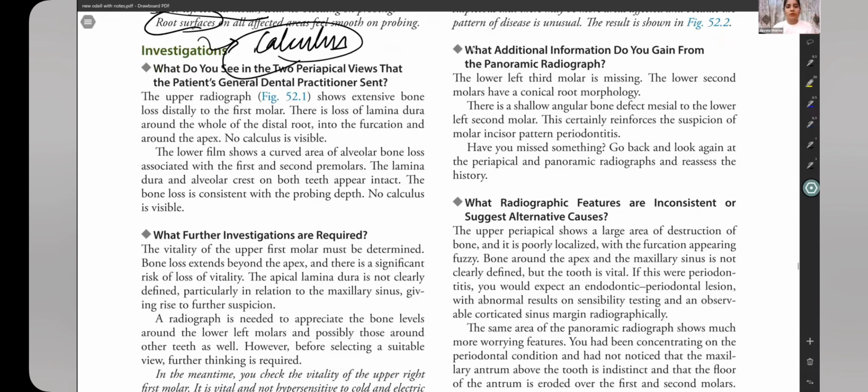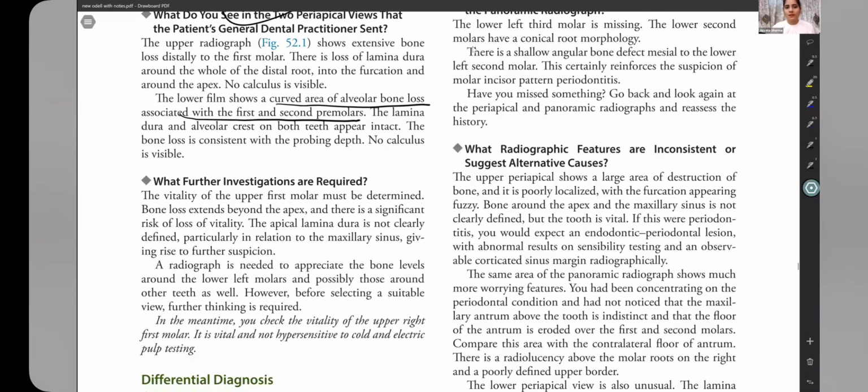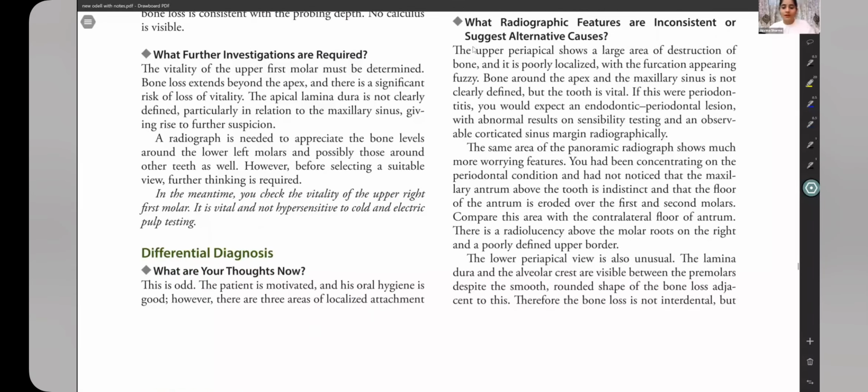So what other investigations? What do you see in these 2 IOPAs that the patient's general dental practitioner sent? The upper radiograph shows extensive bone loss distal to the first molar. There is loss of lamina dura around the whole of the distal root into the furcation and around the apex. Calculus is not visible. The lower film shows a curved area of alveolar bone loss associated with the first and second premolars. Lamina dura and alveolar crest on both teeth appear intact. The bone loss is consistent with the probing depth, and again no calculus.